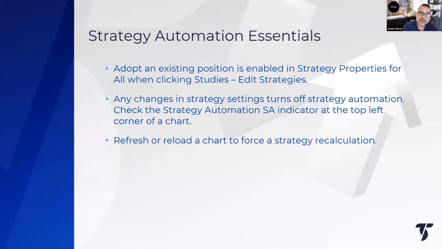The keys are Control R. So just keep in mind, Control R, if you press it on your keyboard, it'll force the chart to reload the data, and it'll force the strategy to recalculate. So whatever connection between your strategy and your live account that was lost, it'll be reconnected again on the recalculation.